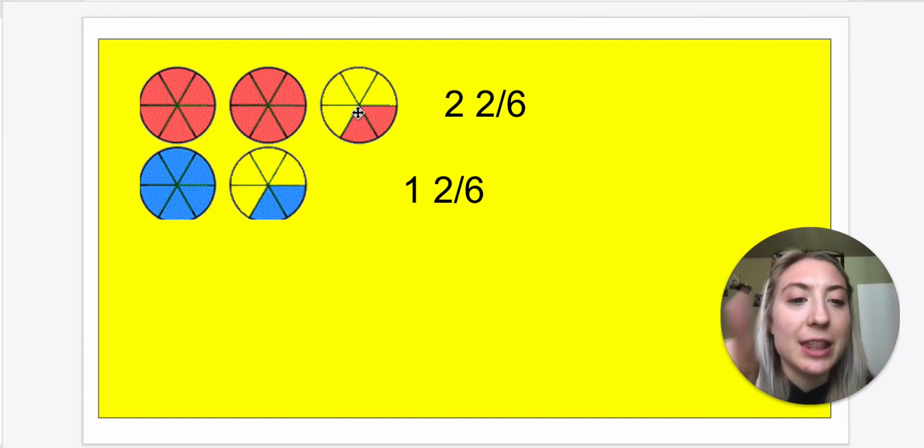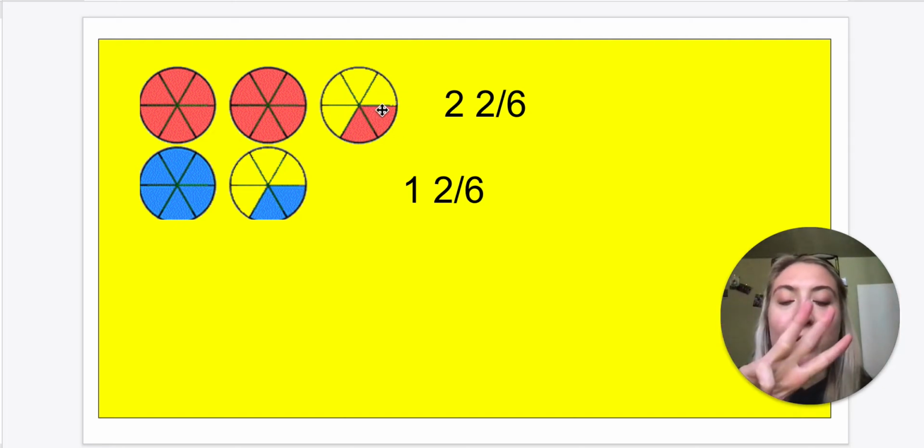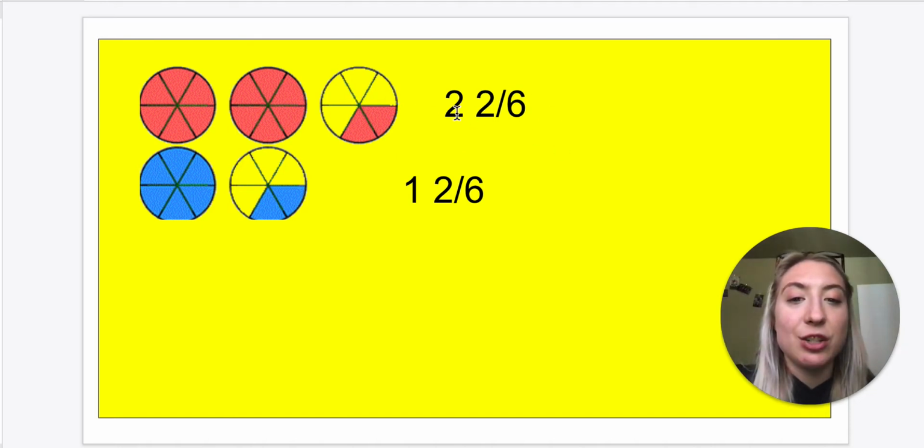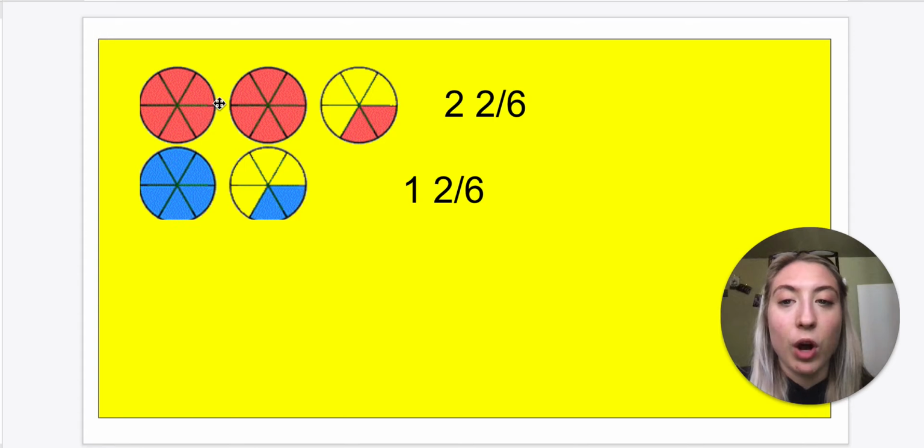But then when I go to this one, the whole circle isn't shaded in. So it wouldn't count as 3. So that's where I have to build my fraction. So I say I have 2 parts red, out of a total of 6 parts of the whole. So 2 wholes and 2 sixths. This 2 represents the wholes, 1, 2, and 2 sixths represents the 2 parts out of the 6 total parts.